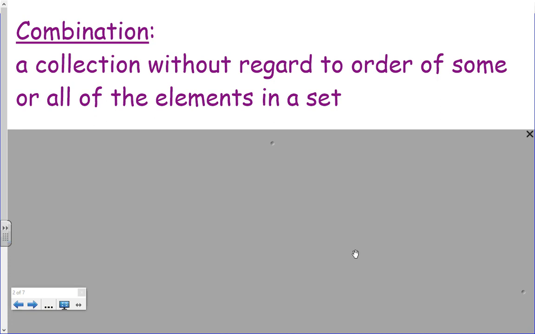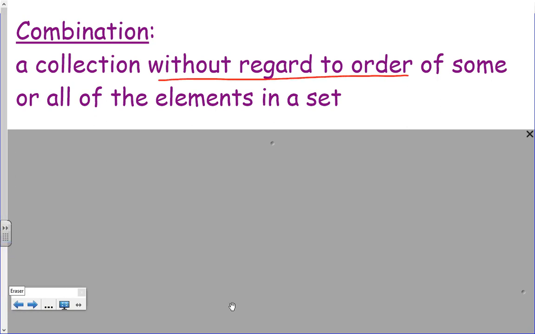So a combination is a collection without regard to order of some or all of the elements in a set. A collection without regard to order. First of all, notice that we're using the word collection here, not an arrangement, like we did with a permutation. And an arrangement indicates that there's an order to it. A collection indicates there's no order to this. So it's a collection without regard to order. In fact, that's the key here.